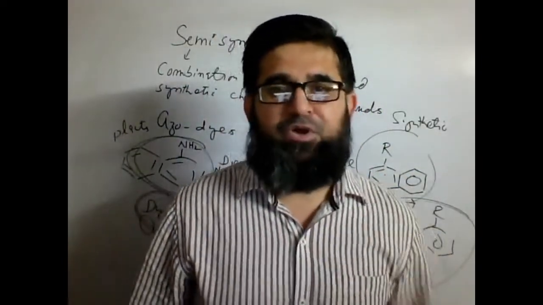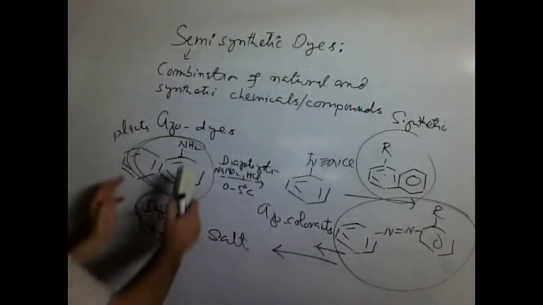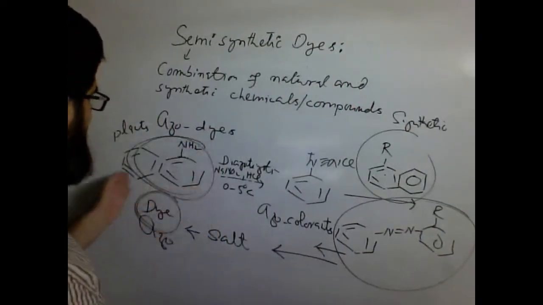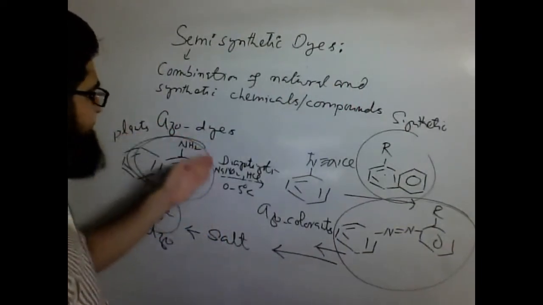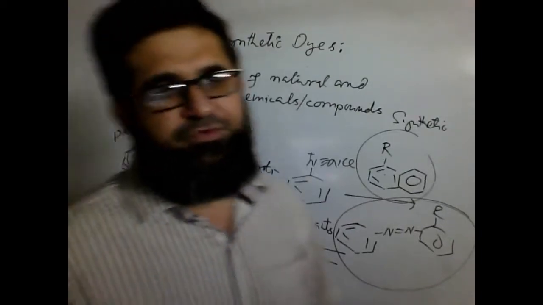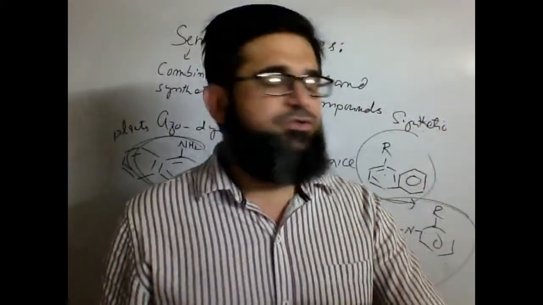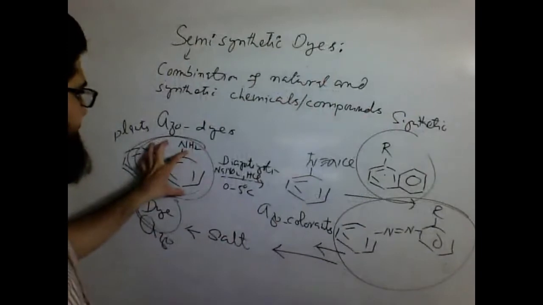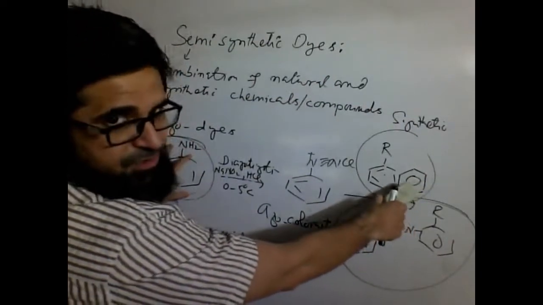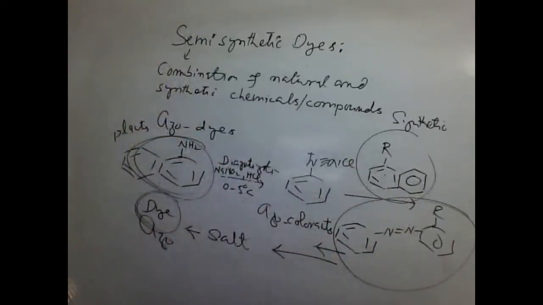semi-synthetic dye, because this material which has been received from plant has not been synthesized in industry. So you have reduced the production of this part, because its production would have taken the usage of a few chemicals, usage of energy as well. So once you take this compound from the plant and this compound from the industry, you can combine them to get the dyes. Those dyes will be semi-synthetic.